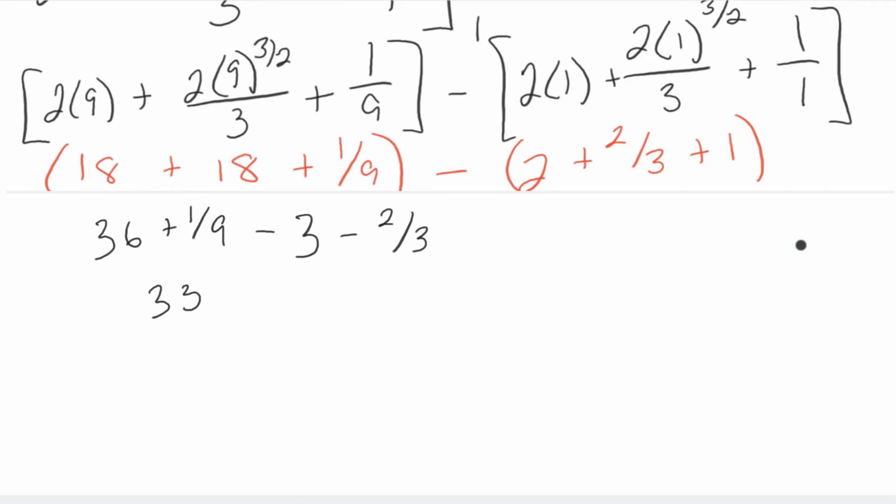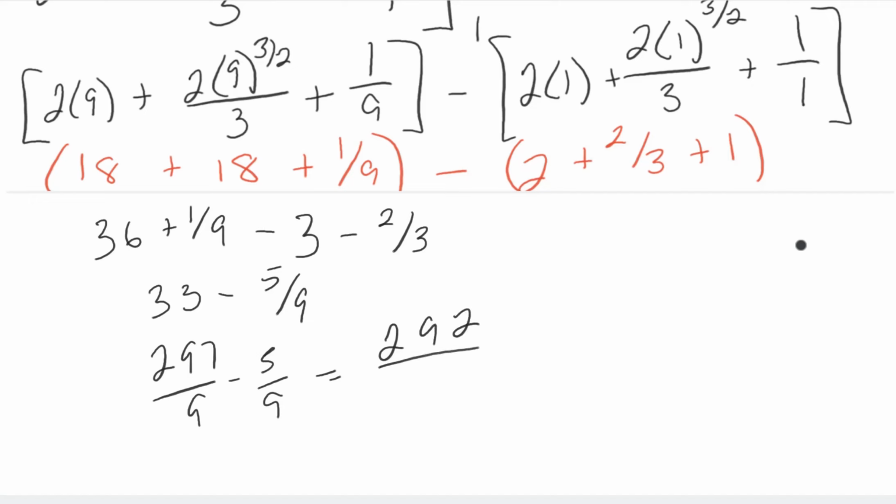So 33 minus, what's that, 6, 5/9? What's 33 ninths? 297? So 292 over 9. I got the denominator, so I multiplied by 9. Wait, is it 36? Yeah, 18 plus 18.